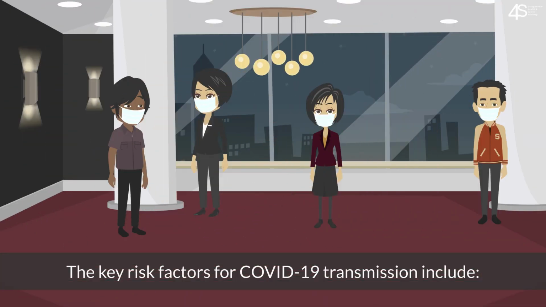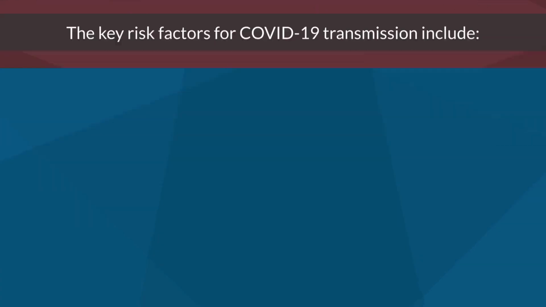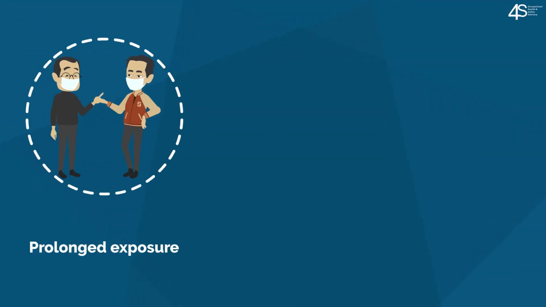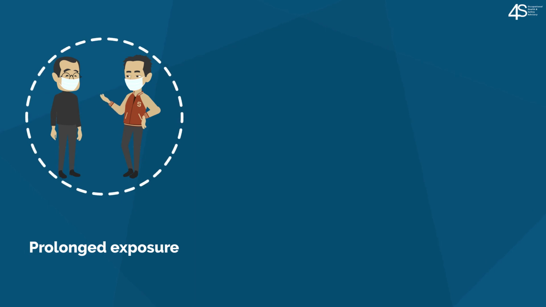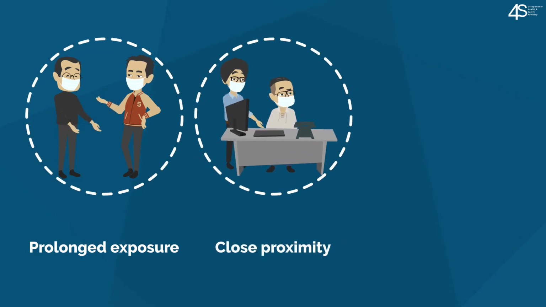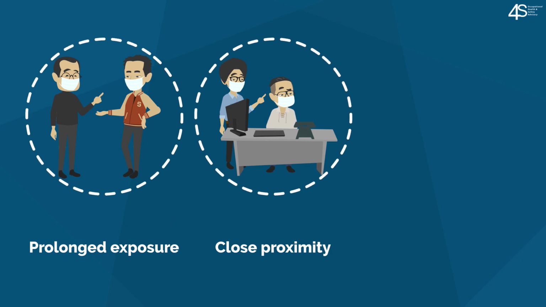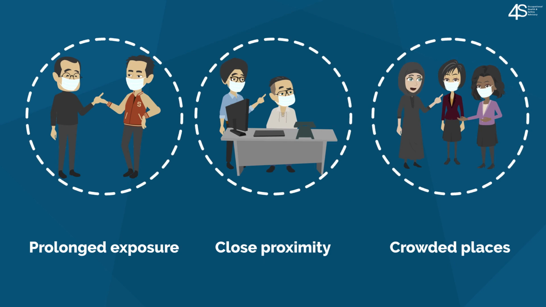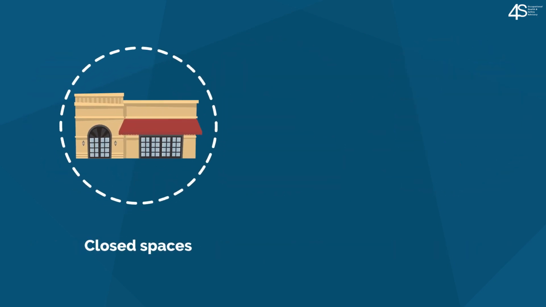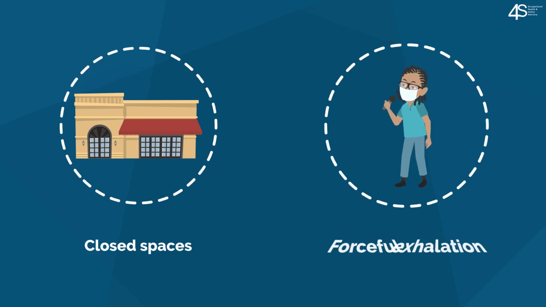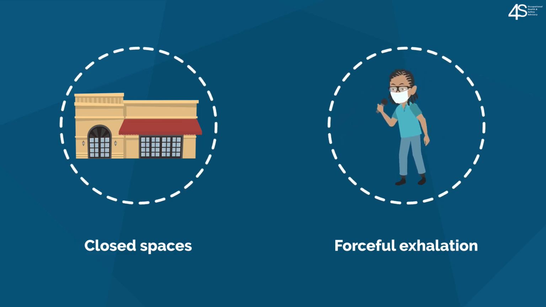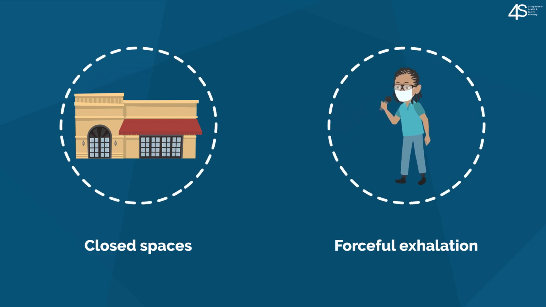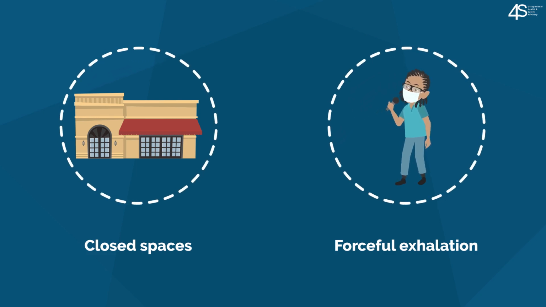The key risk factors for COVID-19 transmission include prolonged exposure, for example, spending more time with potentially infected people; close proximity, for example, working close to others; crowded spaces, for example, having more people in a space; closed spaces, for example, indoor spaces with less fresh air. Working indoors is riskier than working outdoors. And forceful exhalation. For example, activities that cause people to breathe more deeply, such as exercise, speaking loudly, and singing.